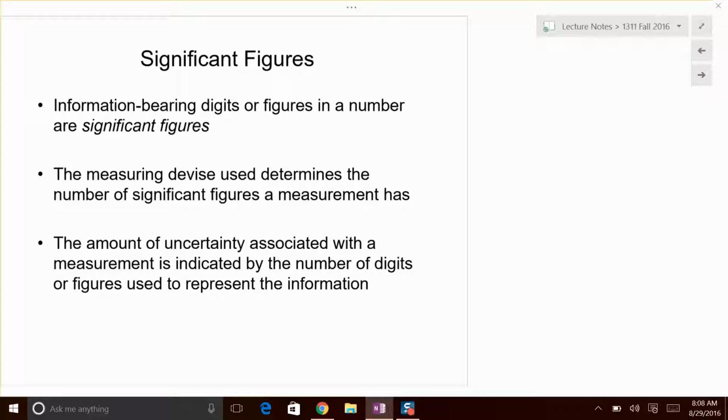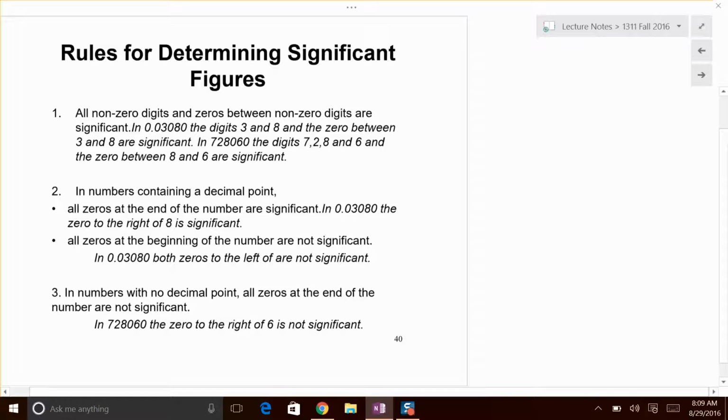So information bearing digits, that just means non-zero digits, okay, are significant. The measuring device is used to determine the number of significant figures a measurement has, okay, it determines that. The amount of uncertainty, that's the significant digits, is showing the uncertainty in the value. Okay? Okay, here are the rules. All non-zero digits are significant. In a number containing a decimal point, all zeros at the end of the number are significant. Okay? All zeros at the beginning of the number are not significant if we're talking about the decimal.